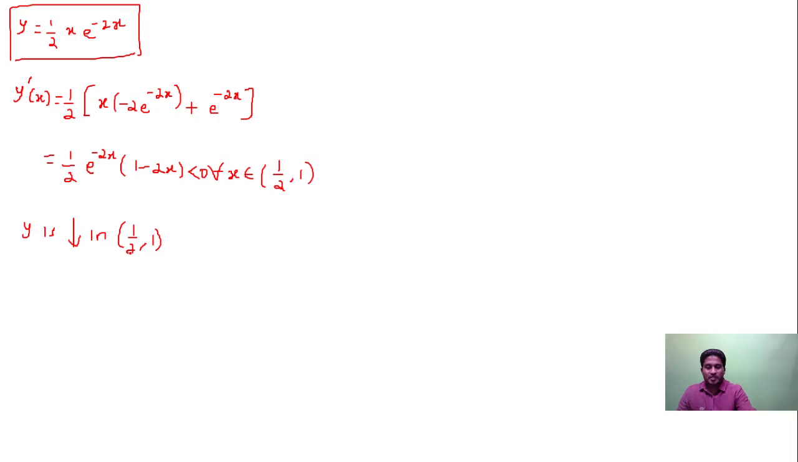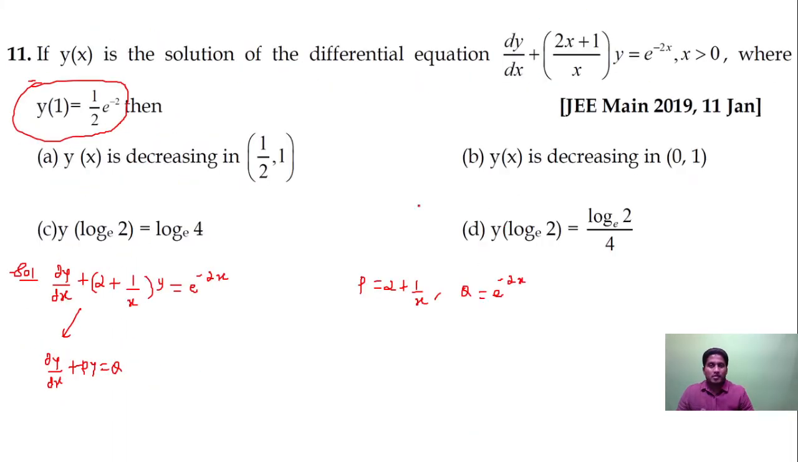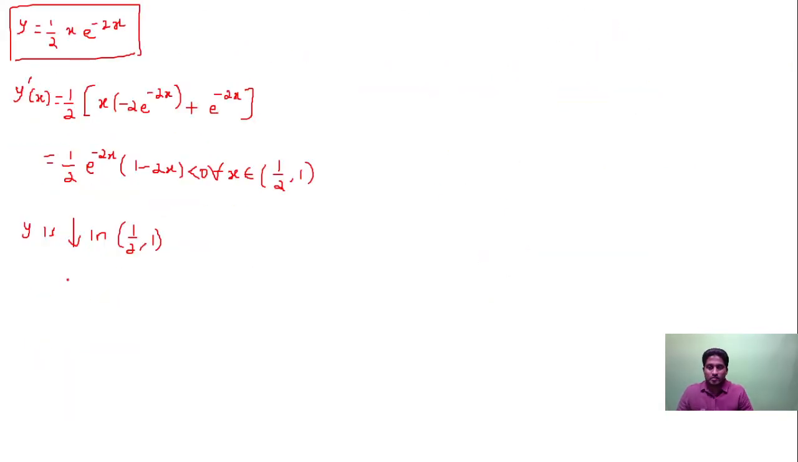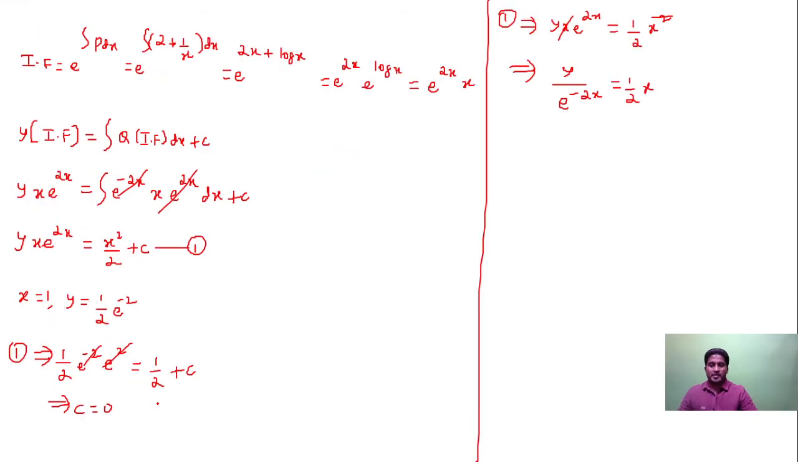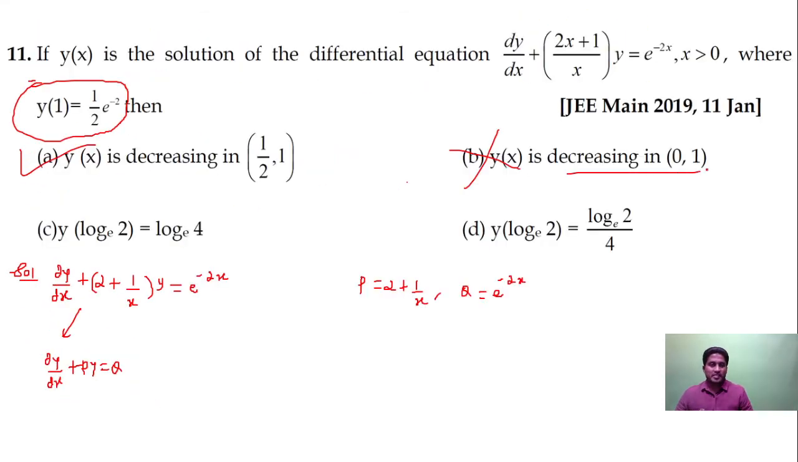Let me check the other options as well. Why are the other options false? We know this is true, so I should prove the other options are false. This is false because of 0 to half. Between 0 and 1, if I take y dash of x, between 0 and half this will be positive, greater than 0. So if x lies between 0 and half, y dash of x is greater than 0. This means that y is increasing in 0 and half. You understand? 0 to half increases, half to 1 decreases. So that's why the option saying decreasing in open interval 0 to 1 is ruled out.